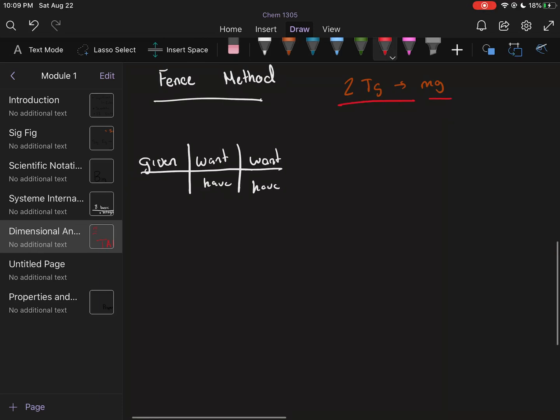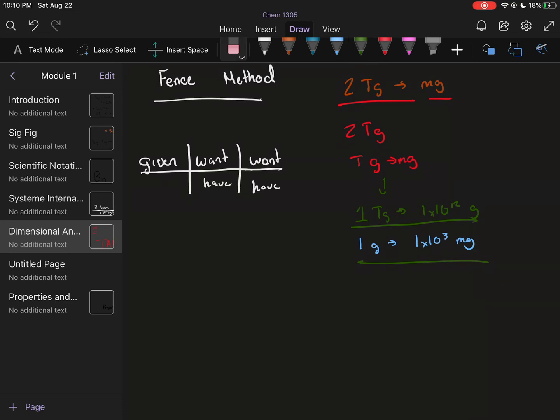So what do we know? Well, we know that we have 2 teragrams. We also know we want to convert from teragrams to milligrams. How do we do this? Well, we know that 1 teragram is equal to 1 times 10 to the 12 regular grams. Right? And 1 gram is equal to 1 times 10 to the third milligrams.